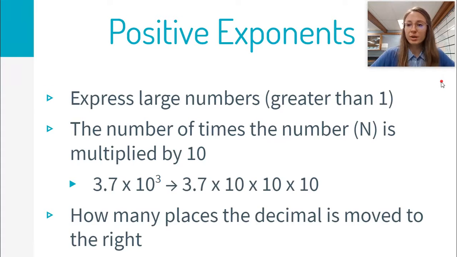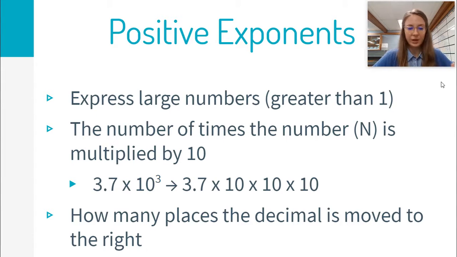FYI. So we are going to break up numbers written in scientific notation into those that have a positive exponent and those that have a negative exponent. So we're going to start with positive exponents. We use positive exponents to express really, really large numbers, or really any number that's greater than 1. Okay? It also represents the number of times that you are going to multiply your coefficient, or capital N, by 10. So for instance, 3.7 times 10 to the third is really saying that you are going to multiply 3.7 by 10 3 times. And common sense would tell you that when you did that, it would be a rather large number, okay?